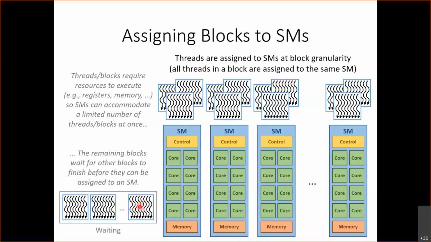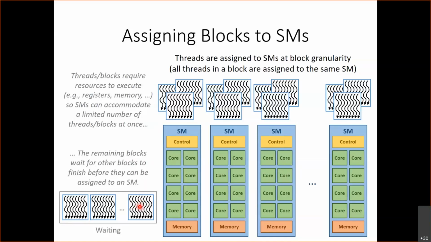Okay. Professor, yes. Is the assignment also parallel, or does it happen one by one? Does it do it like, this one will take this one, this one will take this one?